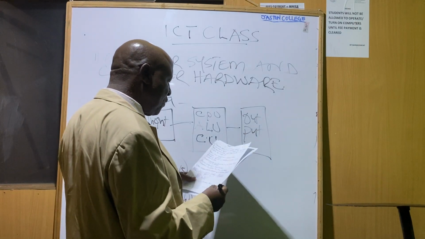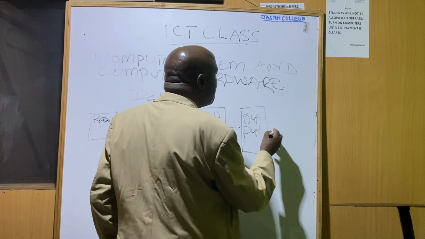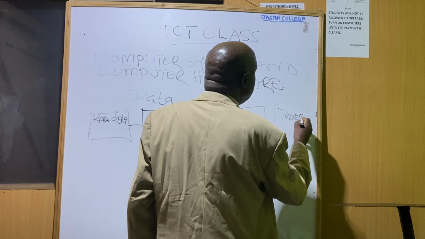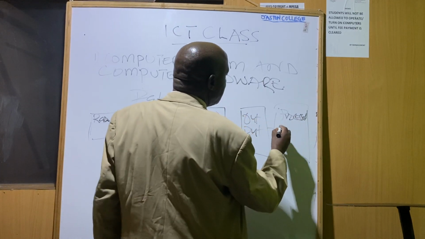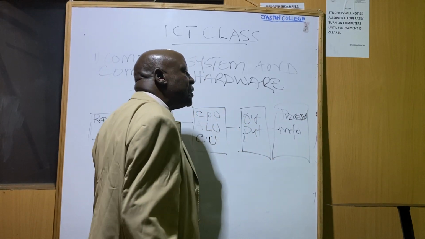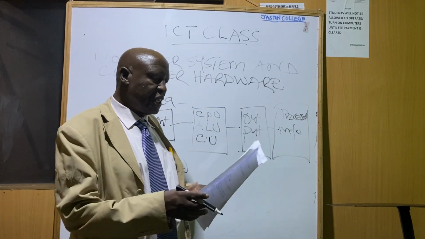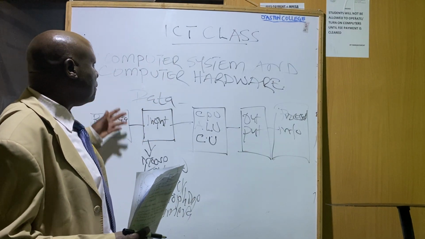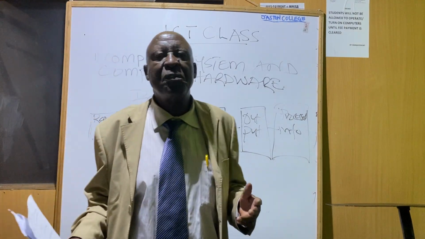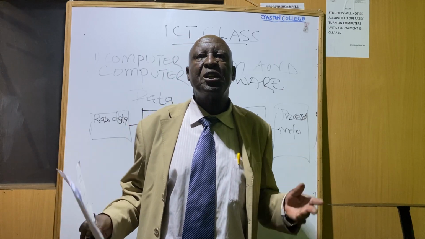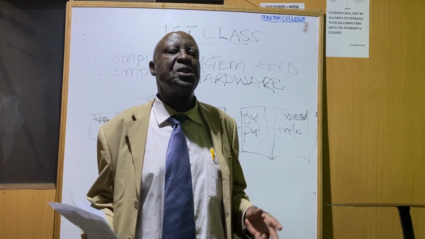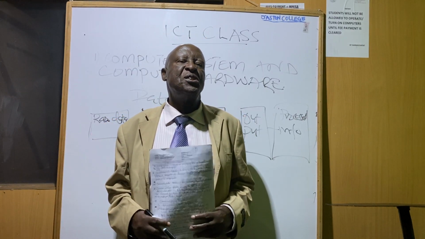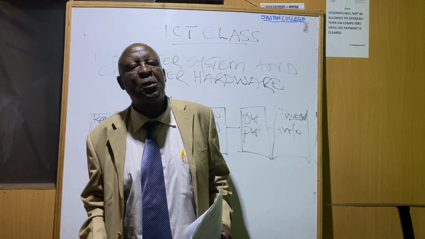And now the output will form the processed information. After the output, what we get is processed information. In other words, a computer, as I said, is an electronic device. And an electronic device means it uses electricity to process its information, to process the raw data. And that raw data is what is called information.